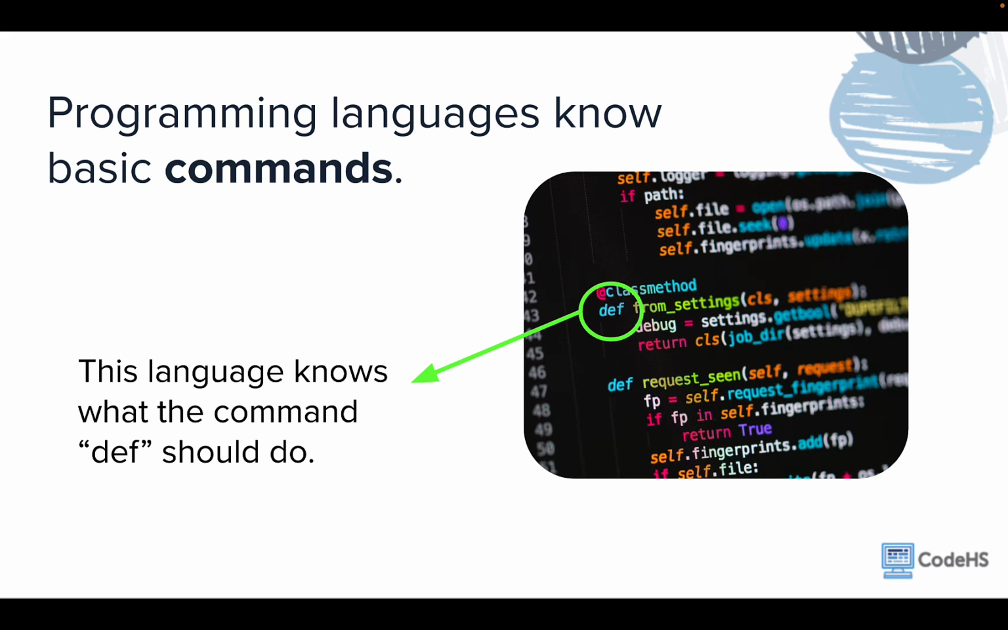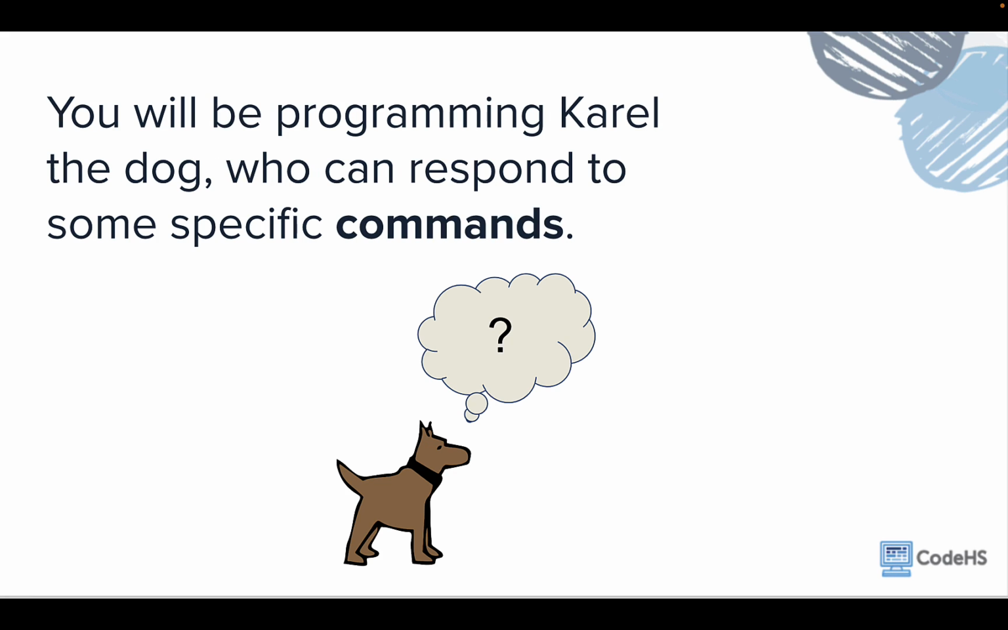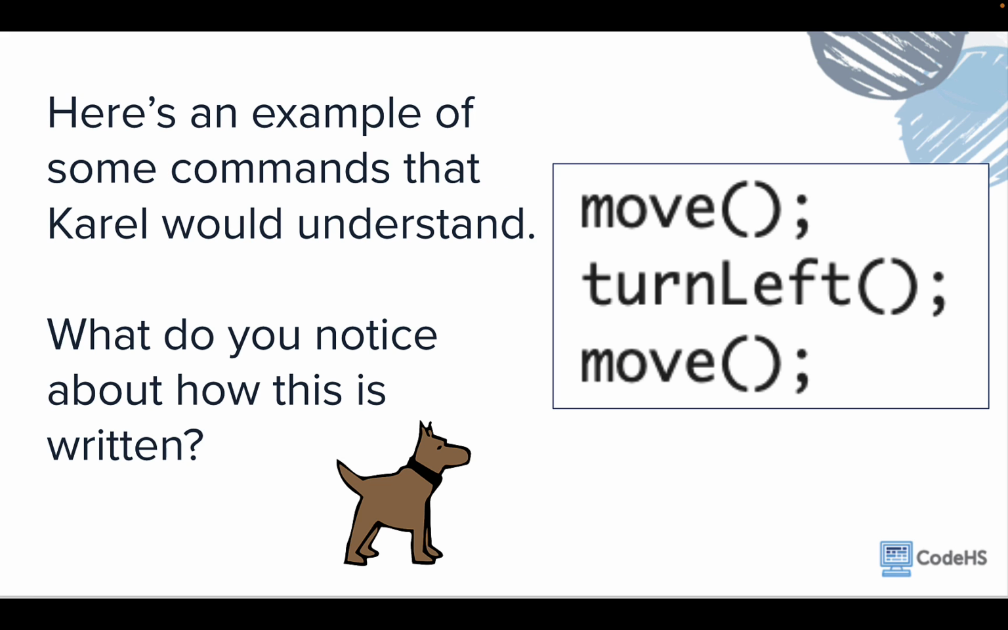In this coding language, we see the command def. We're not going to go into what that means now, but this coding language knows what to do with that command. We're going to be programming Karel the dog, who can respond to also some specific commands in its language. Here's an example of some commands that Karel would understand. What do you notice about how these are written?